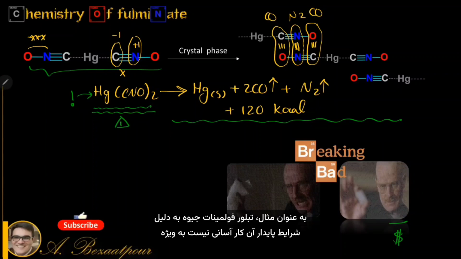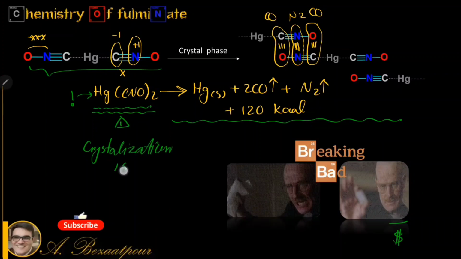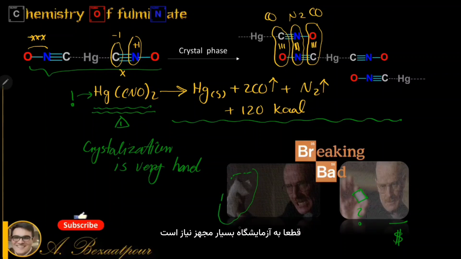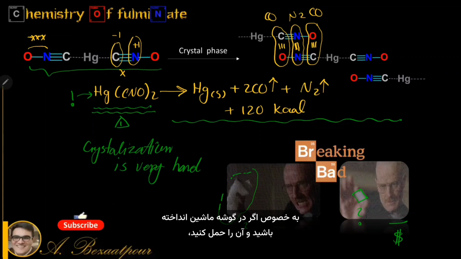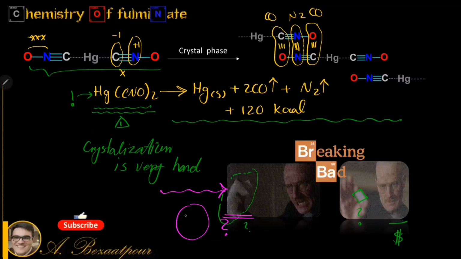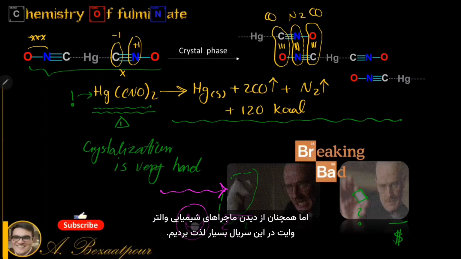crystallization of mercury fulminate is not an easy task due to its unstable condition, and especially if the size and amount of the crystals are large, they definitely need a well-equipped laboratory. And it is very difficult to carry this amount of mercury fulminate, especially if you throw it in the corner of the car, or if you hold it tightly in your hand while confronting Tuco. But still, we really enjoyed seeing Walter White's chemical adventures in this series.